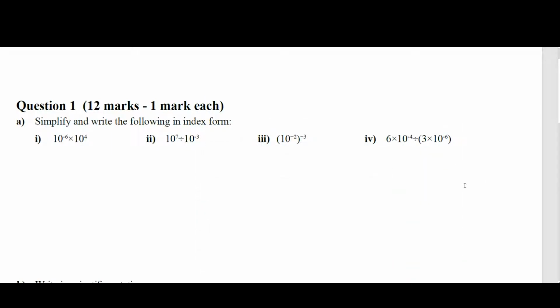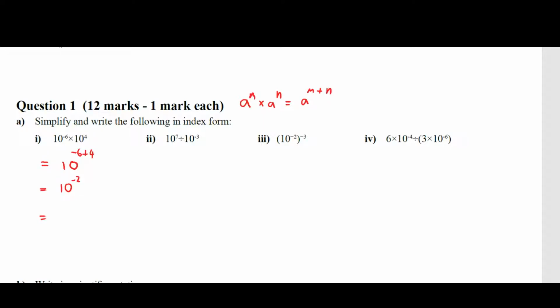Question number 1. Simplify and write the following in index form. So, we need to use index law number 1 here: a to the m times a to the n equals a to the m plus n. All right? So we've got a base being 10, and this is going to be 10 to the power of negative 6 plus 4. Negative 6 plus 4 is negative 2. 10 to the power of negative 2.